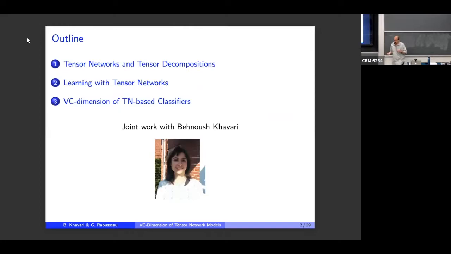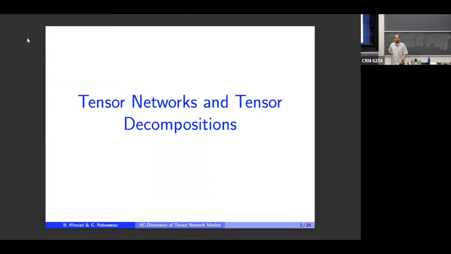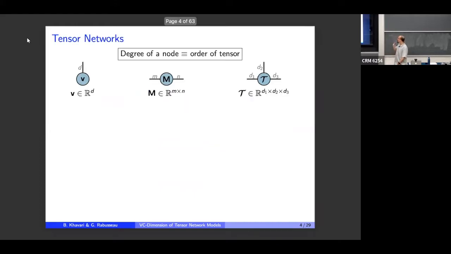So how we can apply these kind of models in the context of machine learning, and especially here the question that we are looking at with my master student Venush Kavari about the VC dimension of these classifiers, of this model that you can build with tensor networks. So yeah, we will start with a brief introduction to tensor networks and tensor decomposition. So who here is familiar with tensor networks? Okay, good. So there is a proportion of you that are.